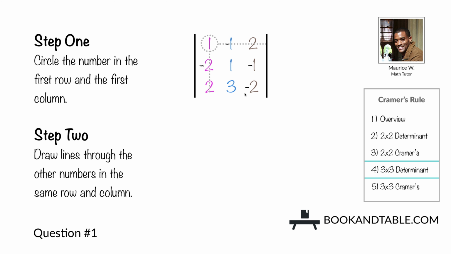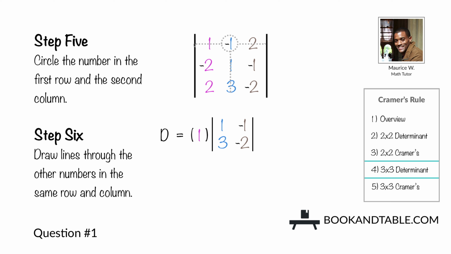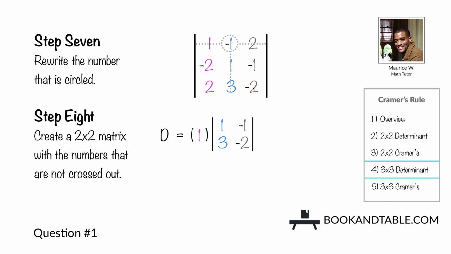Step 5, circle the number in the first row and the second column. So we'll move from +1 to -1, circle -1. And then step 6, draw lines through the other numbers in the same row and column. So we draw a line through those and draw a line straight down, leaving us with these 4 numbers that are not crossed out. And now step 7, rewrite the number that is circled. That would be -1. In step 8, create a 2 by 2 matrix with the numbers that are not crossed out. So that would give us this 2 by 2.